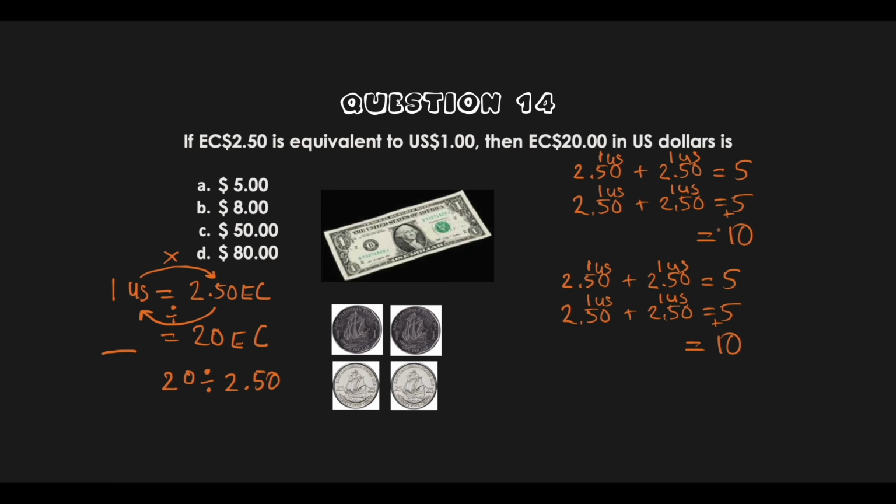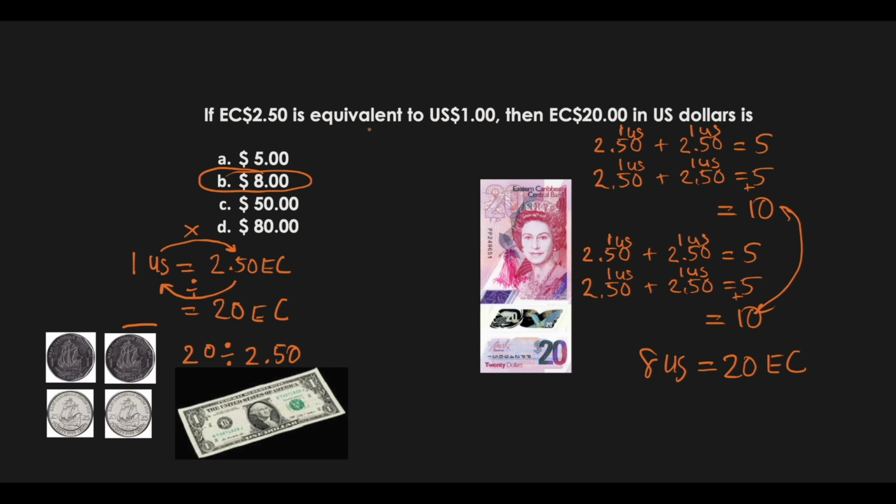So together, these groups, when we add these, would give you 20 EC, and then we'll have 1, 2, 3, 4, 5, 6, 7, 8 US. So the answer would be this. So this 20 EC is worth 8 US.